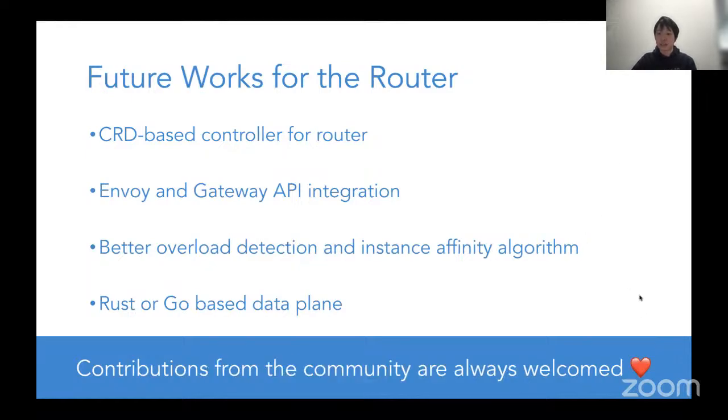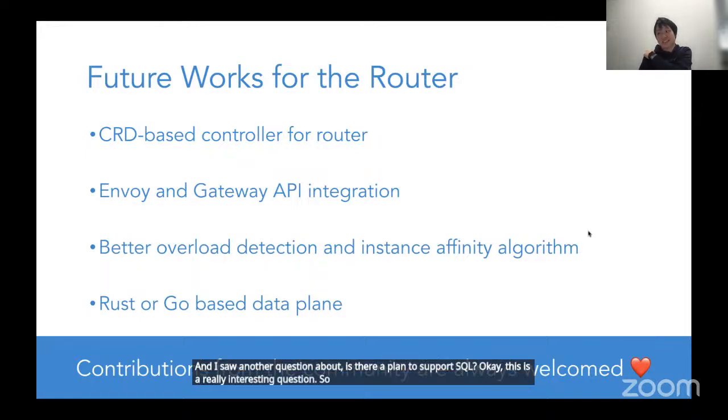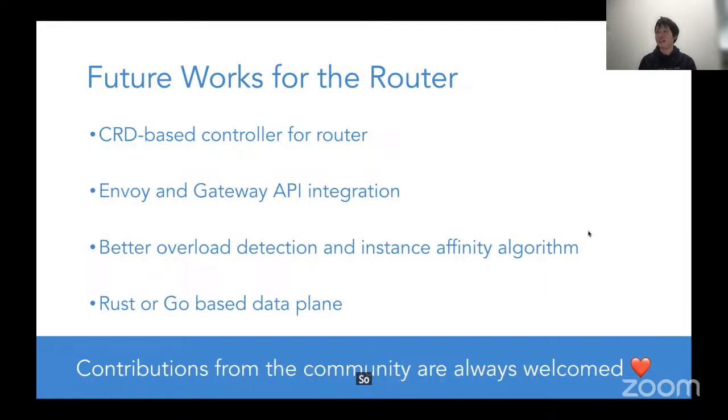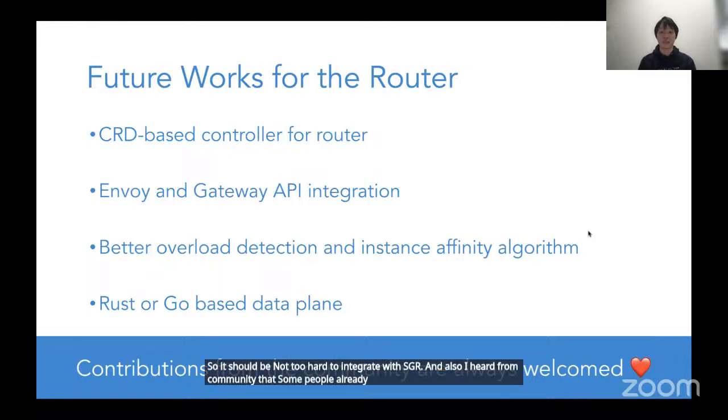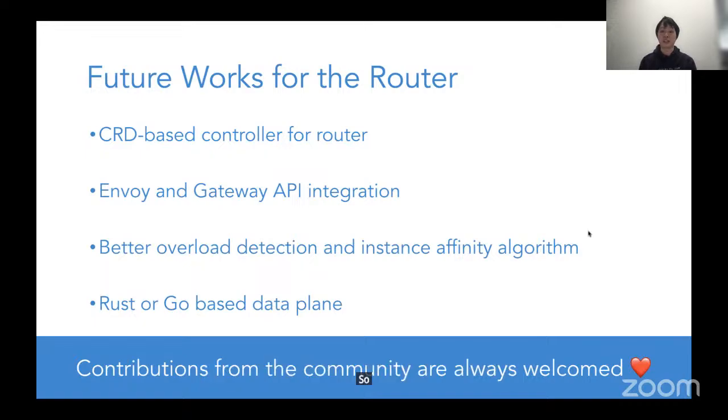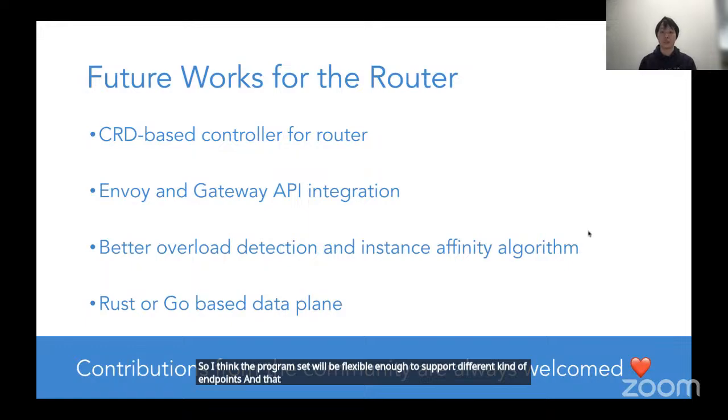And I saw another question about whether there is a plan to support SGLang. Okay, this is a really interesting question. Right now the project is under the vLLM project, but as I mentioned before, we're treating the backends as basically OpenAI API endpoints. So it should not be too hard to integrate with SGLang. I also heard from the community that some people already run it with Ollama. So I think the production stack will be flexible enough to support different kinds of endpoints, and that's also what we wanted to achieve.